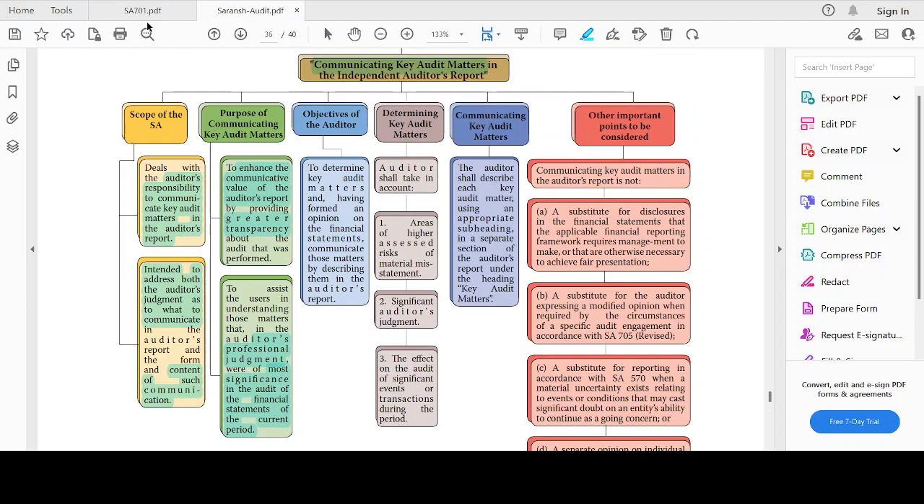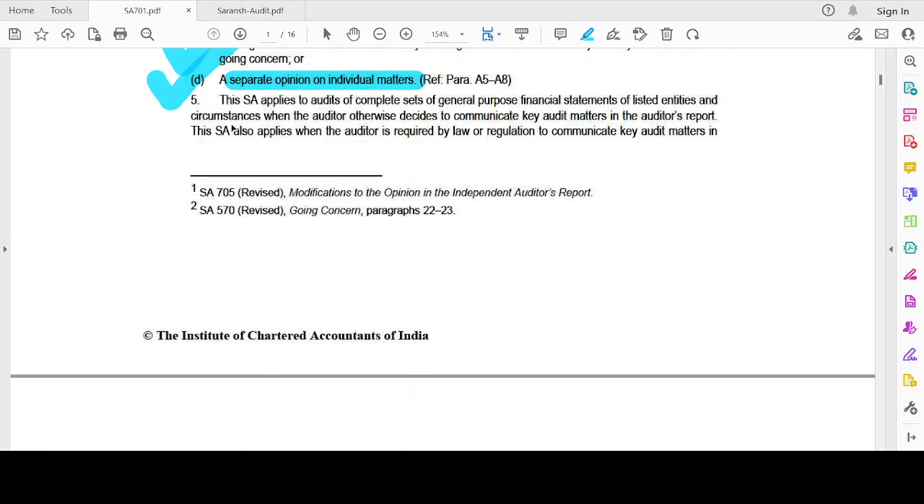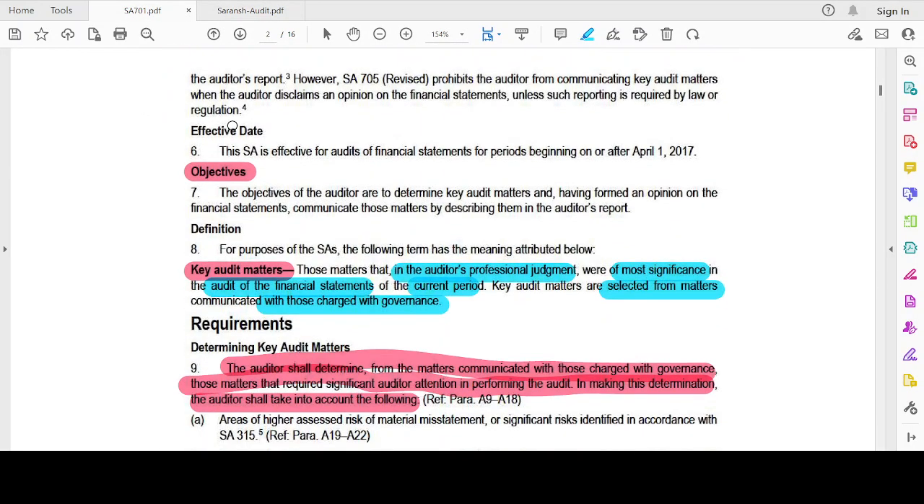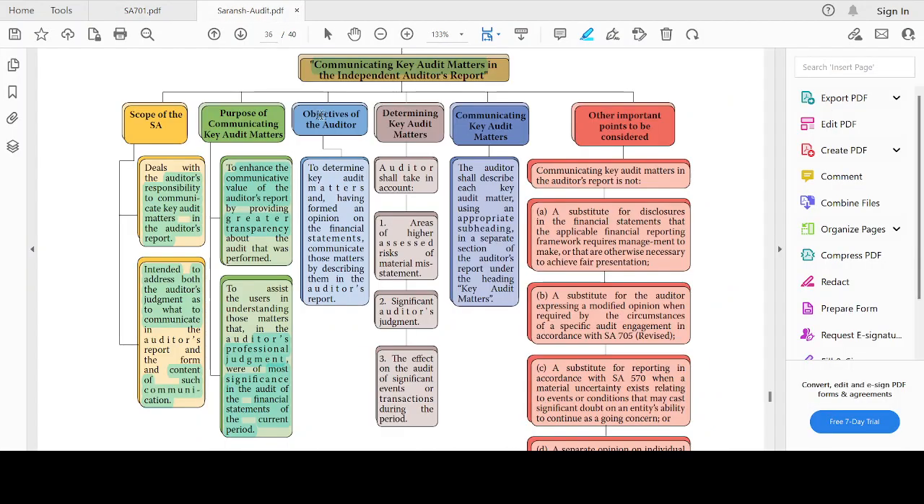Now, let's move on to understanding the objectives. The objectives of the auditor are to determine the key audit matters and, having formed an opinion on the financial statements, communicate those matters by describing them in the auditor's report. What I have to do is identify and determine those key audit matters, and then communicate those matters by describing them in the auditor's report.